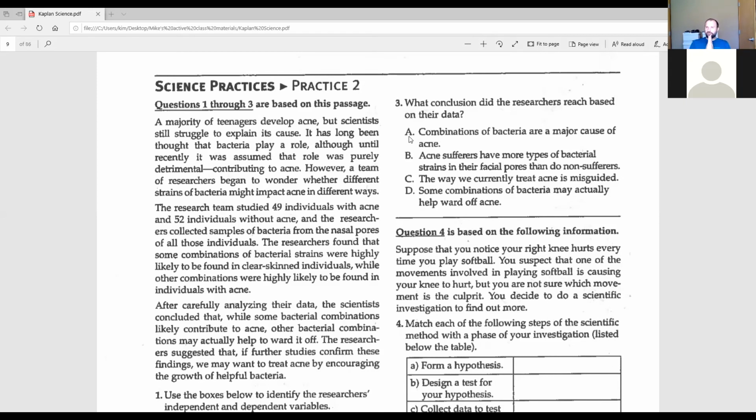So C is implied, but it's not necessarily the direct conclusion of their results, right? D is much more a direct answer of their question. Some combination of bacteria may actually help ward off acne. That's the conclusion they come to, okay? So hopefully that makes sense.